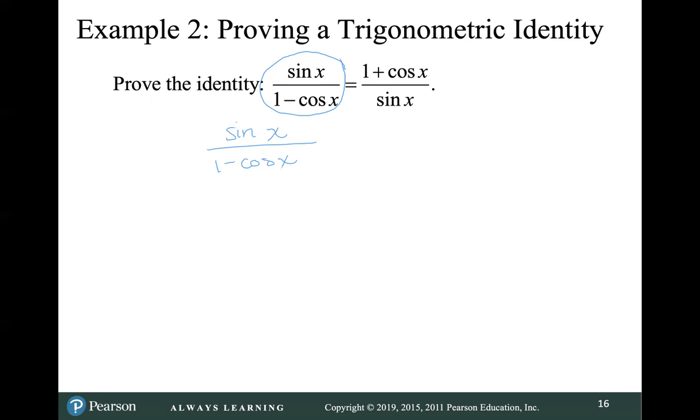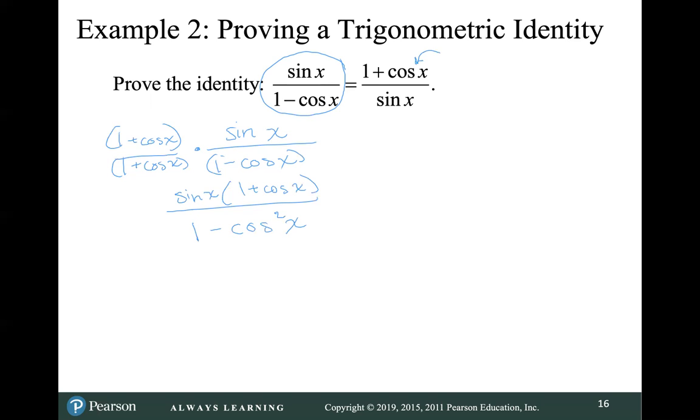So what I'm going to do here, in order to go from 1 minus cosine x to 1 minus cosine squared x, I can multiply by the conjugate. So I'm going to multiply 1 plus cosine of x over 1 plus cosine of x. And this makes me happy because I see that 1 plus cosine of x in the numerator over here, so that tells me I'm probably on the right track. So now I have sine of x times 1 plus cosine of x divided by, if we FOIL this out, those are conjugates, so I know it will be 1 minus cosine squared x, or 1 squared minus cosine squared x.